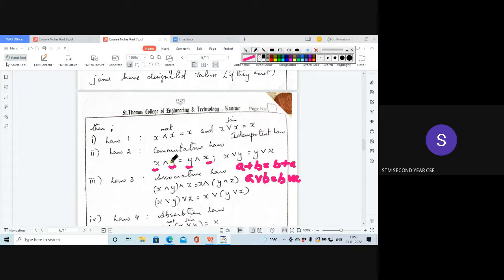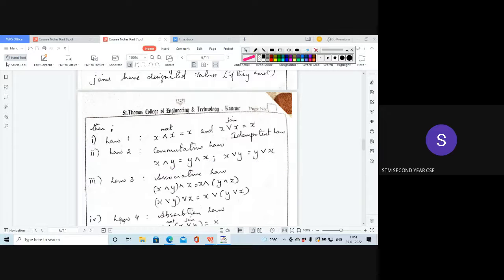So for a lattice also, for meet and join operation, these laws are satisfied. Okay, so this is meet operation. So x meet y is the same as y meet x, and x join y is the same as y join x. So these symbols, we call it as meet and join. So whenever you read, you have to read it as meet and join. We are considering any two elements in the lattice, then x meet y is equal to y meet x, and x join y is equal to y join x.